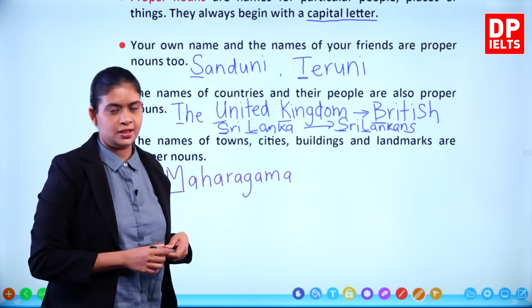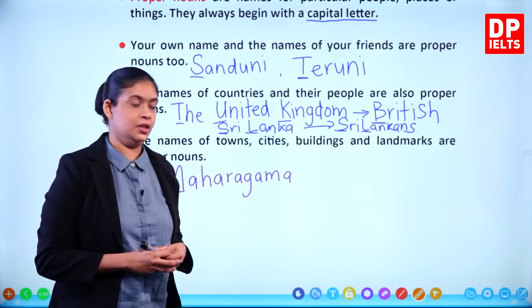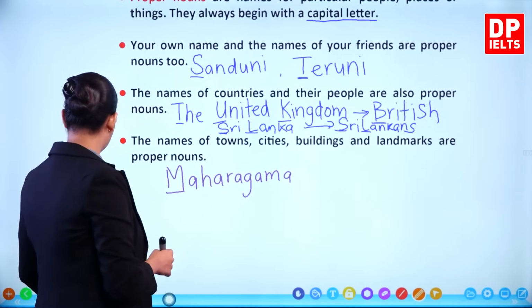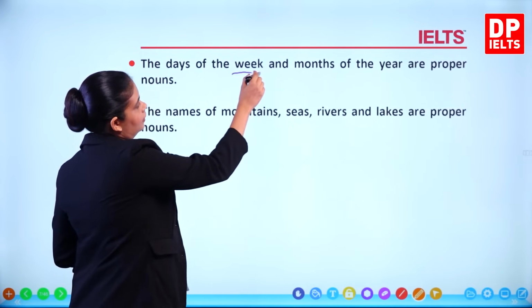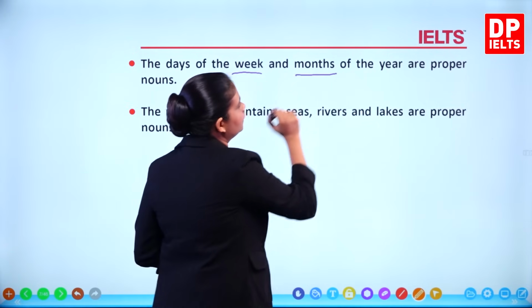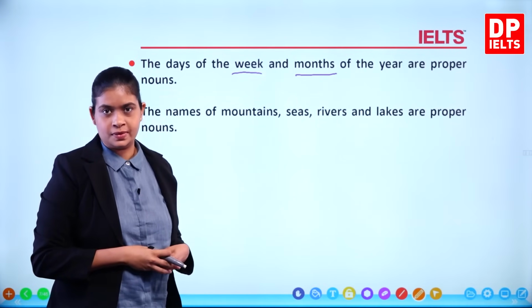We can use these words and they are known as proper nouns. The days of the week and the months of the year are also known as proper nouns.